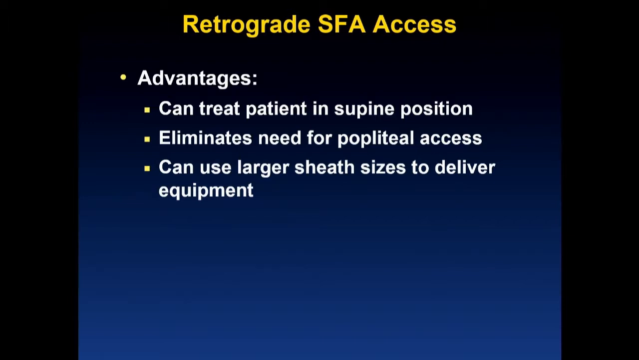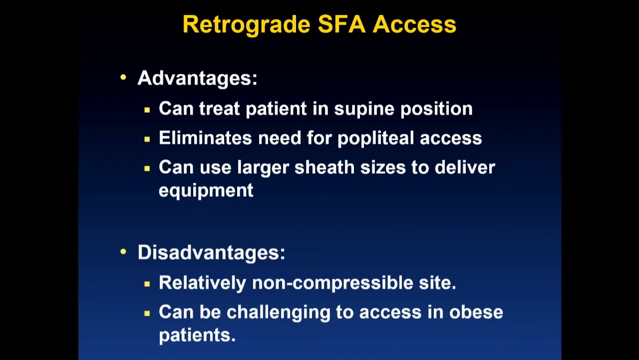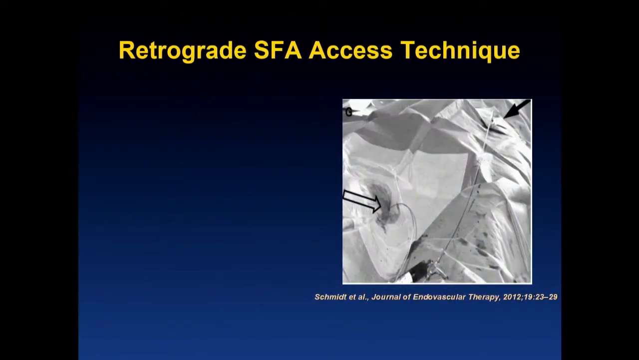For that reason, this becomes, I think, in many cases of ostial or proximal SFA occlusion, a preferred access point as compared to doing a high anterior tibial or tibiopedal access. There are, of course, some disadvantages. One of these disadvantages is that this is a relatively non-compressible site, and the second is that it can be challenging to access the distal SFA in obese patients because the length that you have to advance the needle can be fairly extreme. So here's the description of the technique.